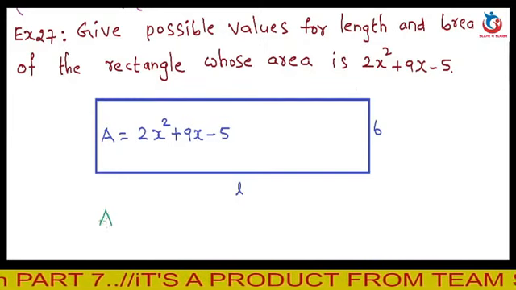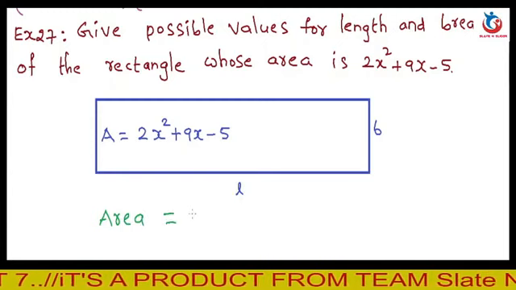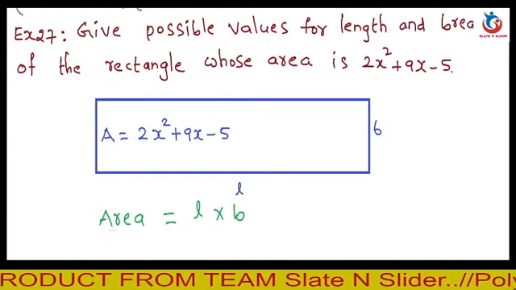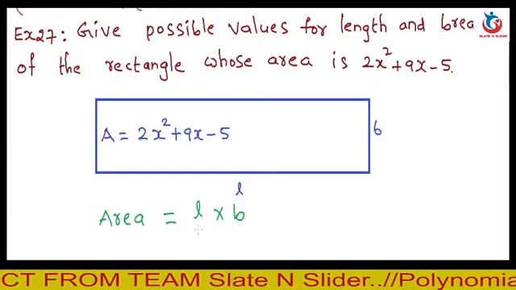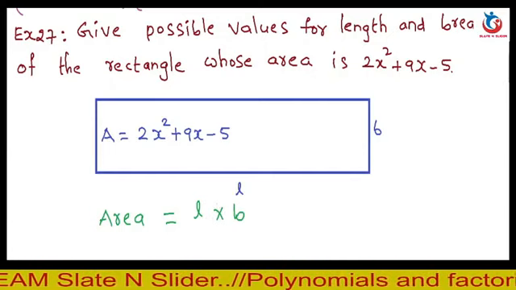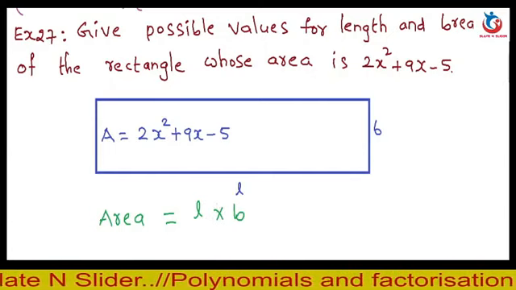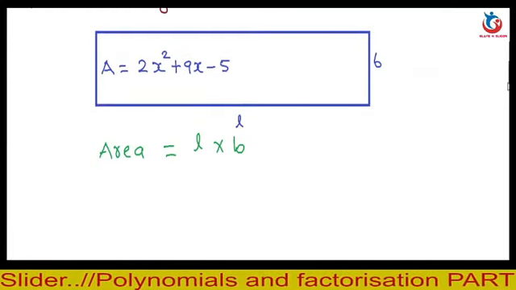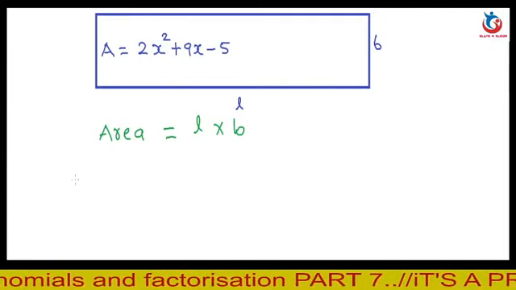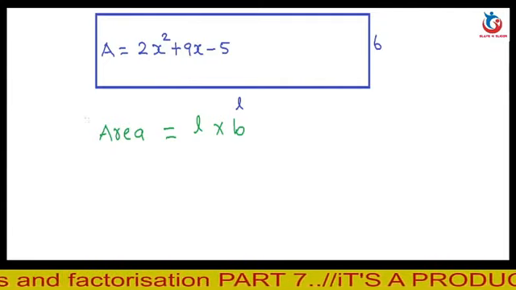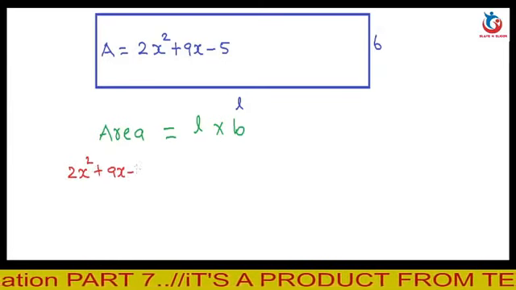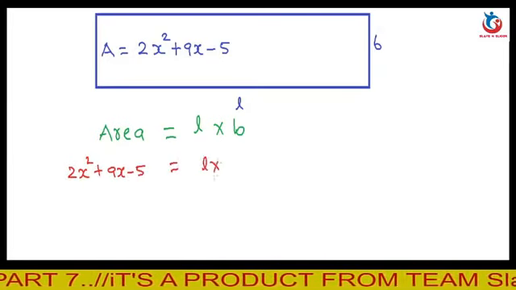Area of the rectangle is equal to length into breadth. That means area should be written as a product of two terms. So one term will be the length and another term will be the breadth. So we are resolving area into two factors. That means we are simply factorizing. So in the place of area, write 2x square plus 9x minus 5 is equal to length into breadth.